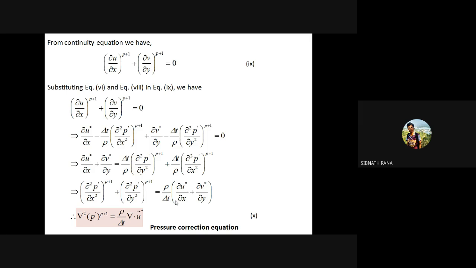Sir, could you please explain the last part you explained? Okay. Anyway, I will be explaining the last class tomorrow, that is on Saturday, the last class of the CFD. But again, I am explaining it.